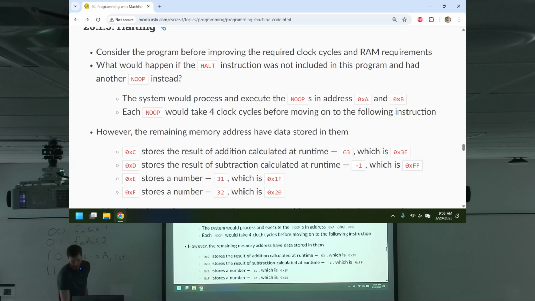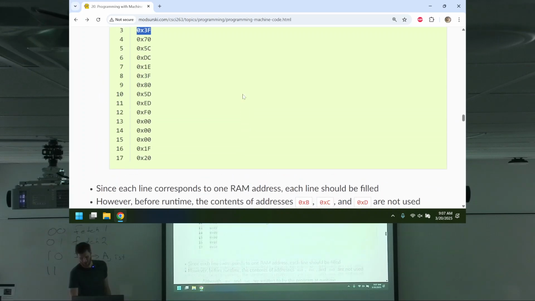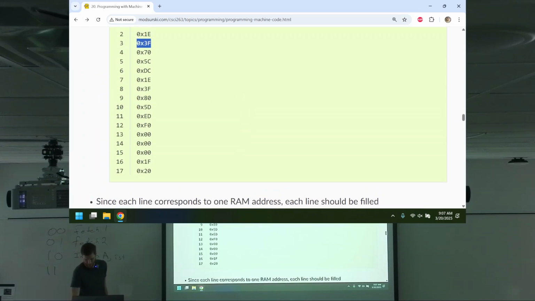Okay, halting. Consider the program before improving the required clock cycles and RAM. What would happen if the halt instruction was not included? Just look at this here. There's a halt right here. But imagine there was no halt there. I just put 0, 0. What would the system do?